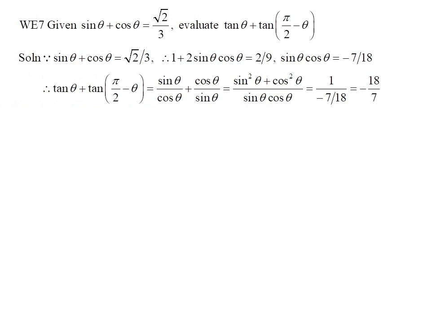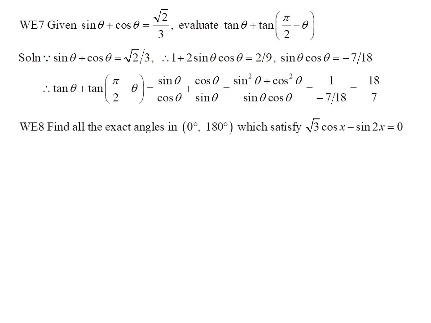Now, let's look at the expression we are going to evaluate. Tangent theta plus tangent pi over 2 minus theta can be written as tangent theta plus its reciprocal, which can be written as 1 over sine theta cosine theta. So, tangent theta plus tangent pi over 2 minus theta equals negative 18 over 7.